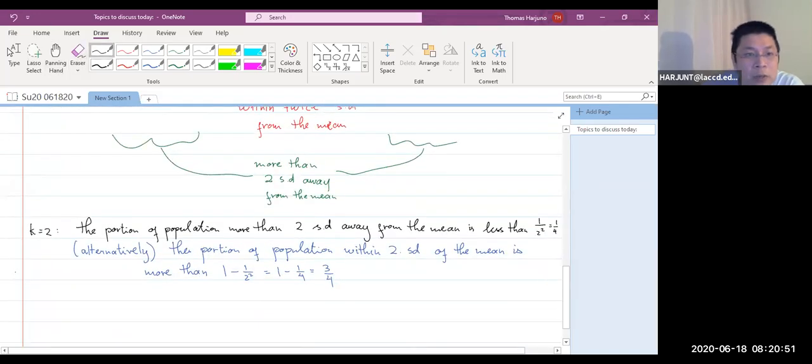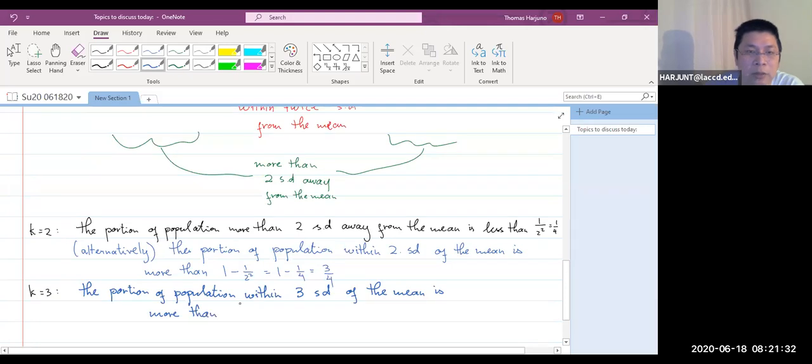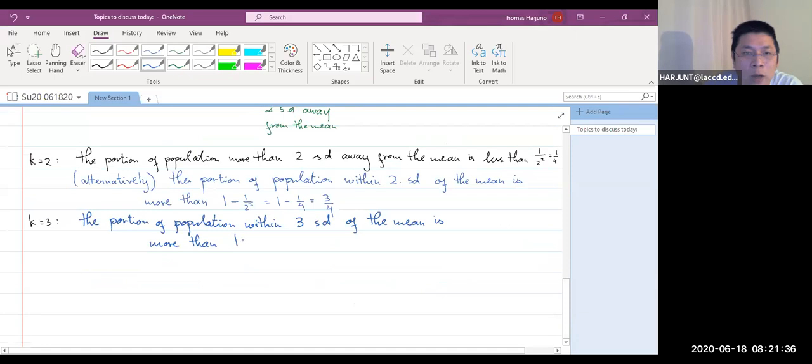Now if we see another case, let's say when k equals 3, so 3 standard deviations away from the mean, then the portion of the population within 3 standard deviations of the mean, the one in the middle, is more than 1 minus 1 over 3 squared, which is 1 minus 1/9. That's 8 over 9.